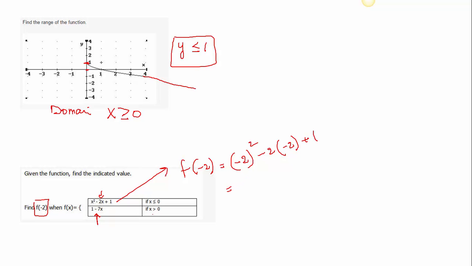So this would be negative 2 quantity squared. It's going to square both of them. Negative times negative is positive, and this is 2 times 2, 4. Now we multiply negative 2 times negative 2 again. This is plus 4 plus 1, and that's a 9. So 4 plus 4, 8 plus 1, 9. So f of negative 2, again, we use this function because x is less than or equal to 0. x is negative 2. It is less than 0. And then make sure that you have the parentheses for every negative 2 and simplify.